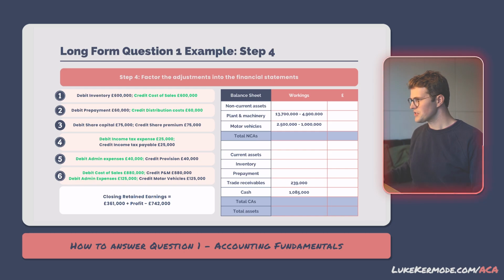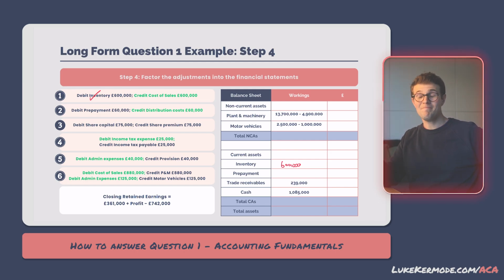Let's now turn to the asset side of the balance sheet. First, we're going to apply the inventory adjustment. So we debited inventory with 600,000, which now becomes the closing inventory on the balance sheet.